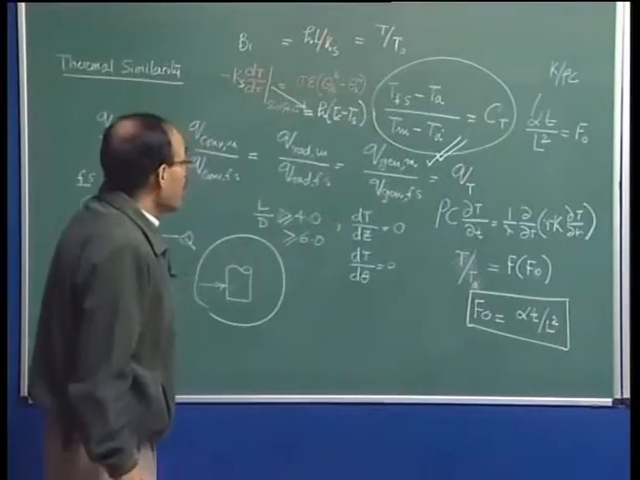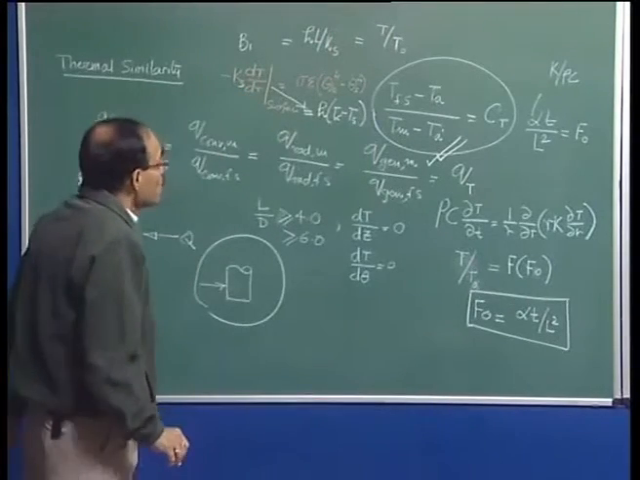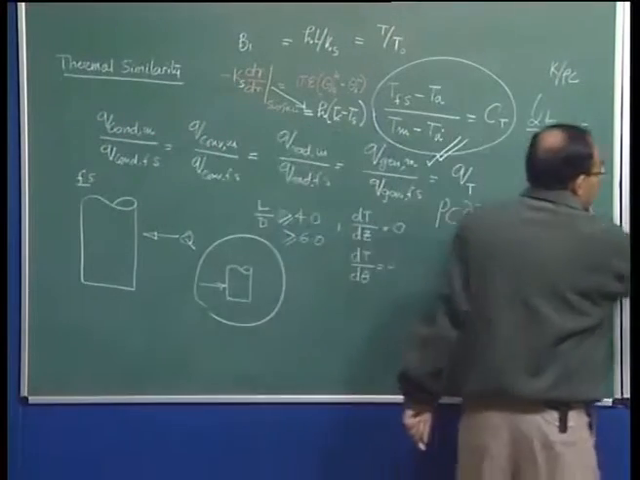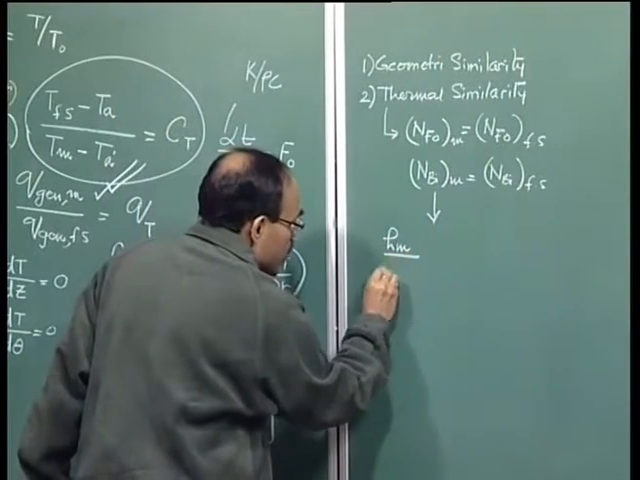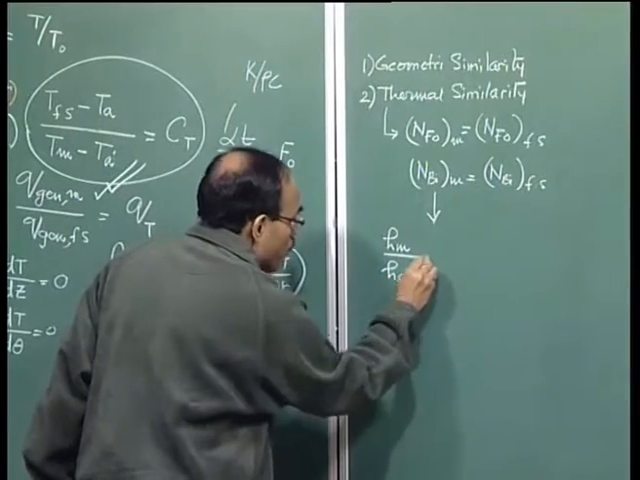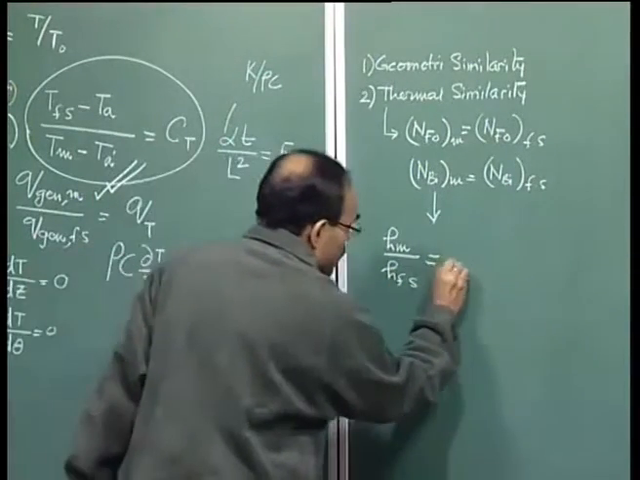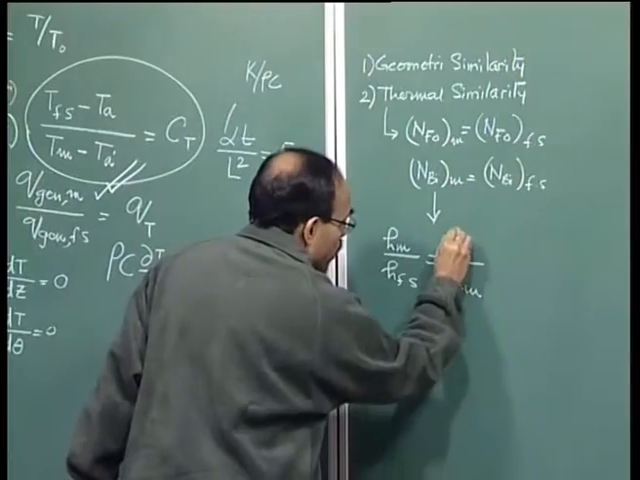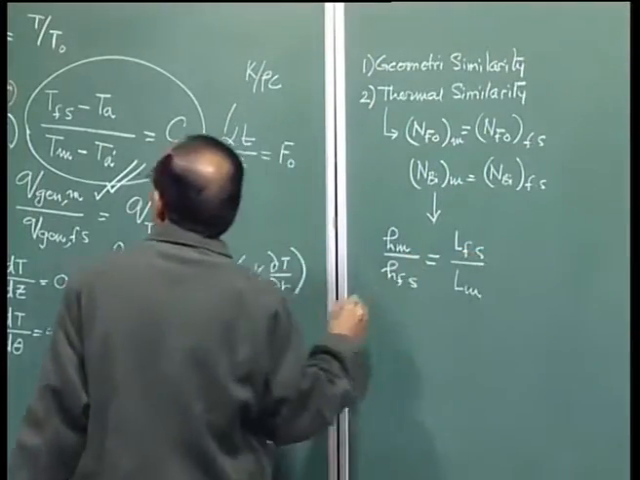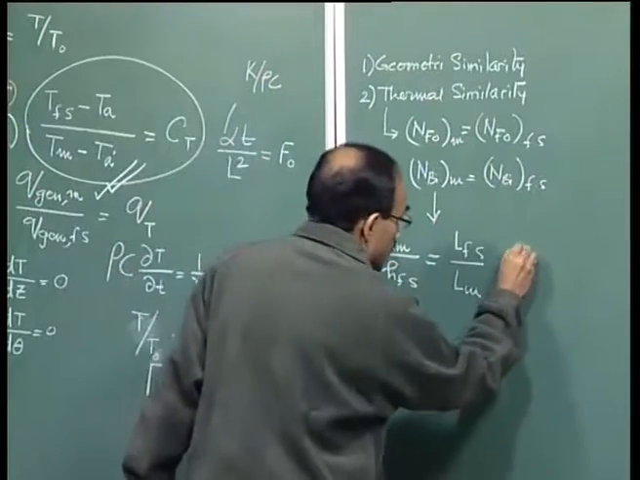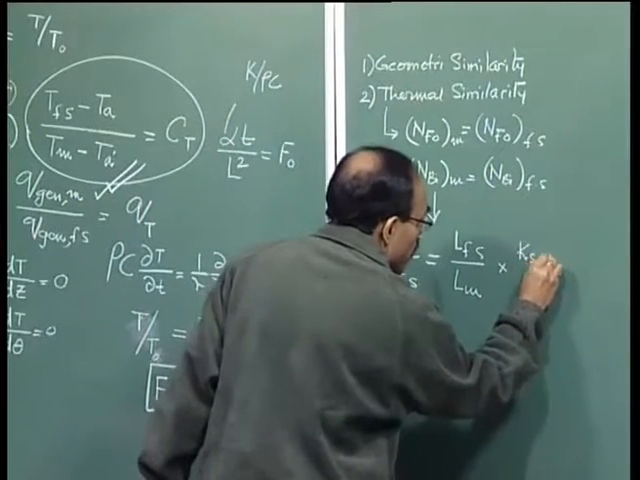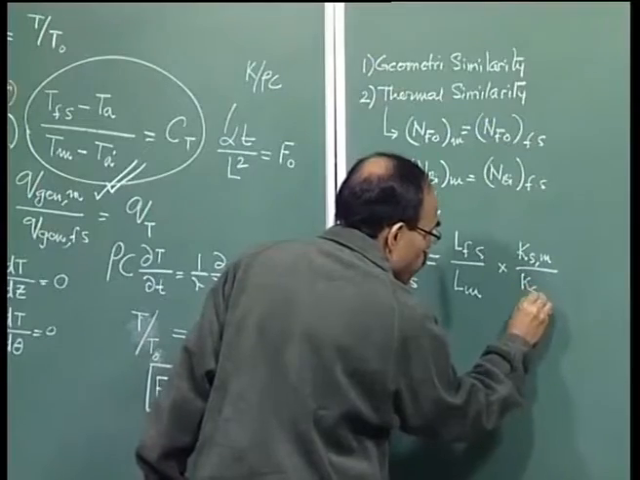Now, therefore, I can say that the Biot number equivalence gives us the means to adjust H model by H full scale, which is equal to L model by L full scale, and then we have K solid model and K solid full scale.